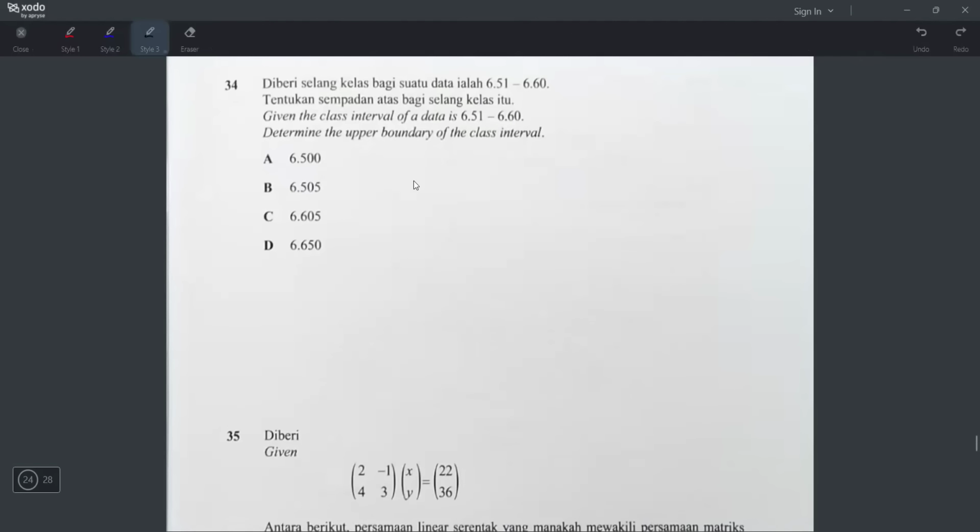All right, 34. Given the class interval of data is 6.55. Okay, this is definitely group data. Measures of dispersion for group data, and it's form 5 because it's group data, right? Okay, which chapter? 7. So it's the measures of dispersion and it's the group data one. Sukatan serakan untuk data terkumpul because there is a class. Alright, the class is 6.51 and then 6.60. Determine the upper boundary of the class interval. Okay, upper boundary means sempadan atas, and how do you calculate that?